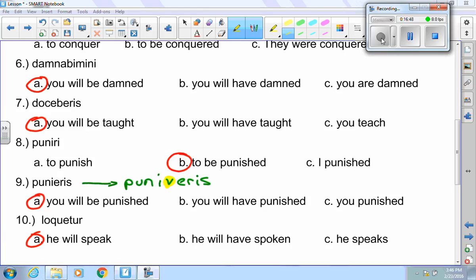We added I-R-I-S. We get you will be punished. Loquitur is the only deponent. The sign of the future is E. He will speak.